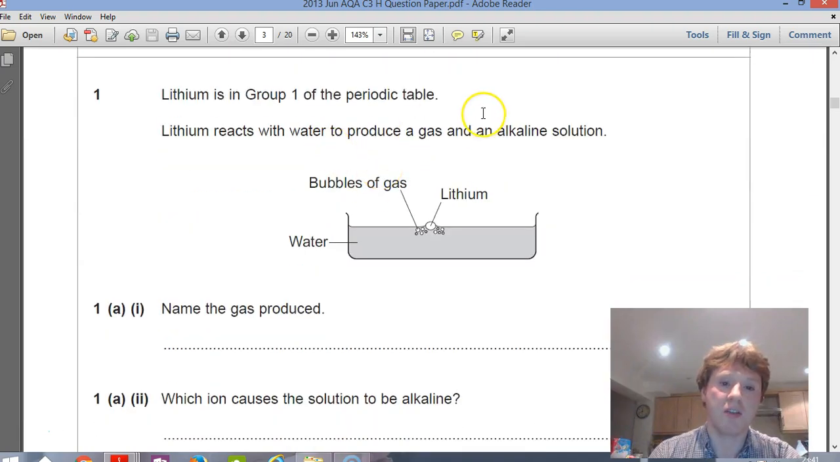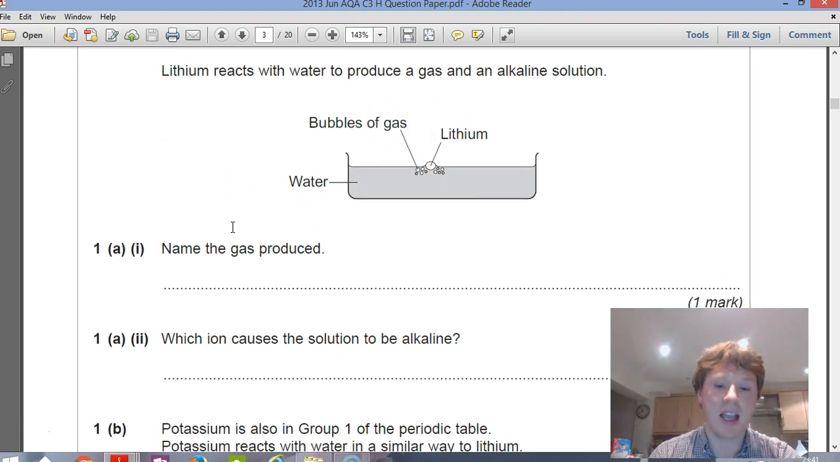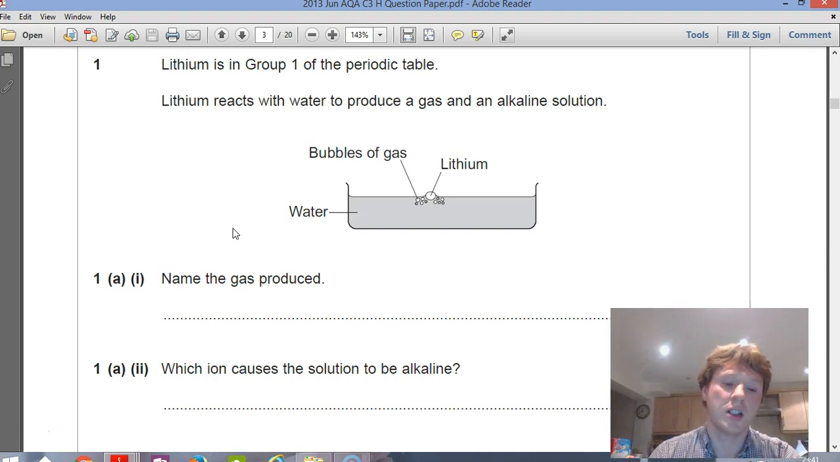So, lithium's in group 1 of the periodic table. Lithium reacts with water to produce a gas and an alkaline solution. So there's the picture with lithium, the gas, the water. Name the gas produced. Which ion causes the solution to be alkaline? There's the first two questions. So give them a go, pause the video and get back to me.